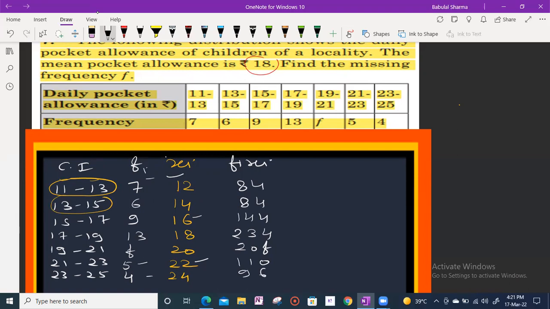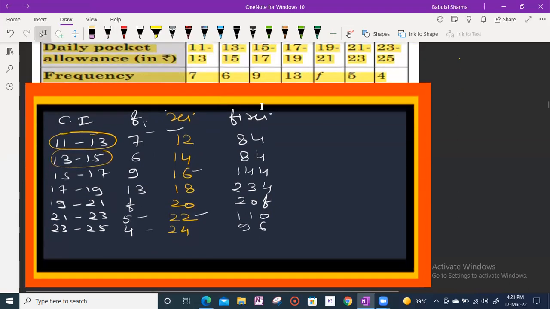We know that the formula for the mean is, first of all, we have to find out the sum of all frequencies. Sum of all frequencies is given by you add these frequencies: 7 plus 6 plus 9 plus 13 plus f plus 5 plus 4. So that is f plus 44.